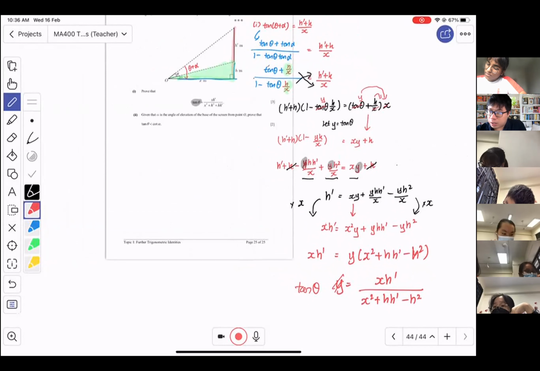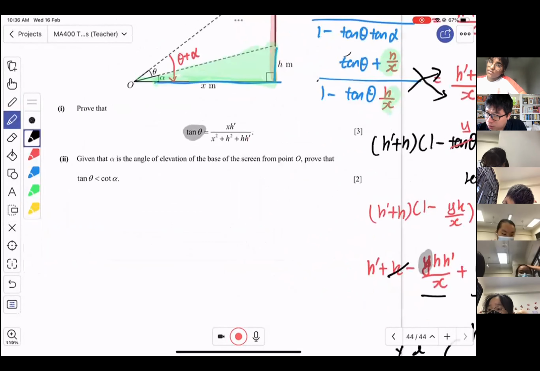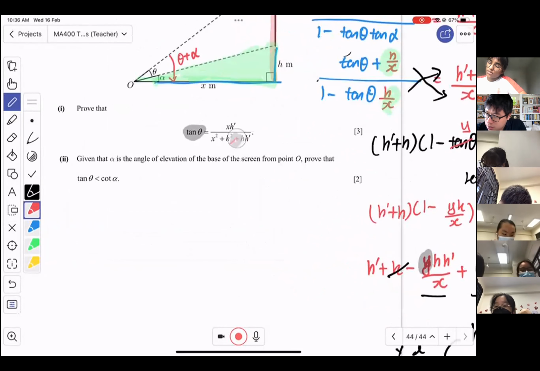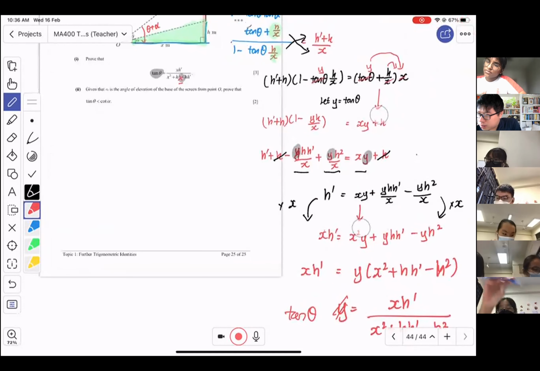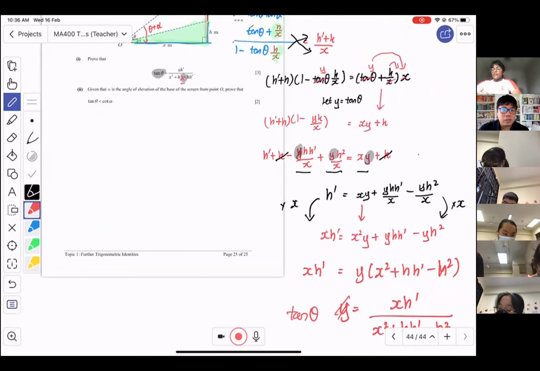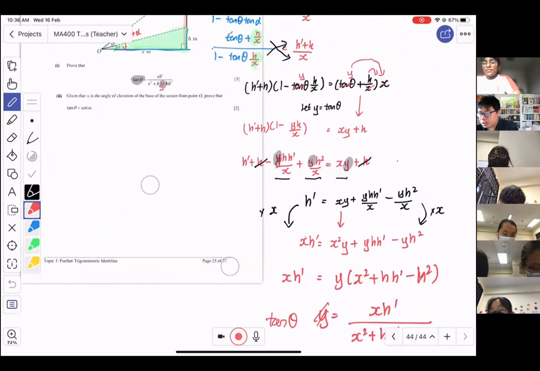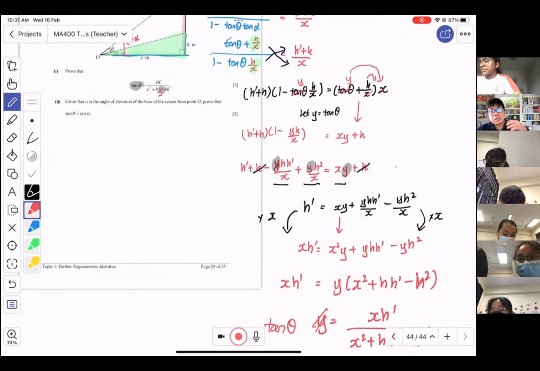So just a note. I think this one should be minus, not plus. This one should be minus. Maybe that's why the mistake is there. So I'll just pause about 1 minute at this question for you all to copy. My answer is slightly different from the answer in the solution.